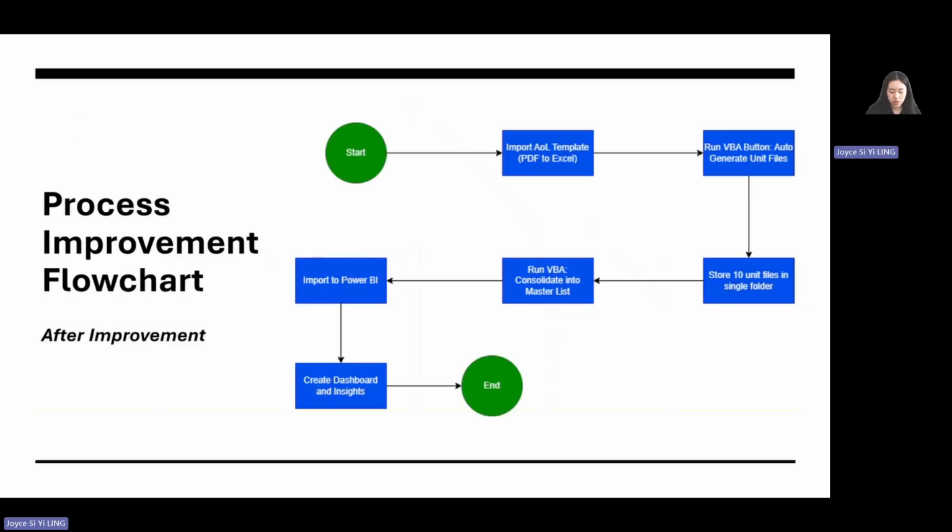So here's the process improvement flowchart. In this improved process, we are going to import the AOL template into Excel from PDF, running the VBA button to automatically generate the unit files. After the unit files generation, we use another VBA button to consolidate the data into the master list and import it to Power BI. So we can create a dashboard and analyze the data in Power BI.